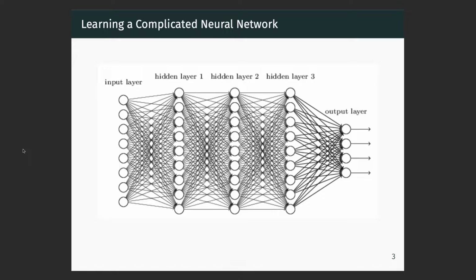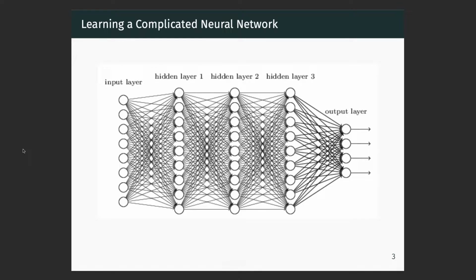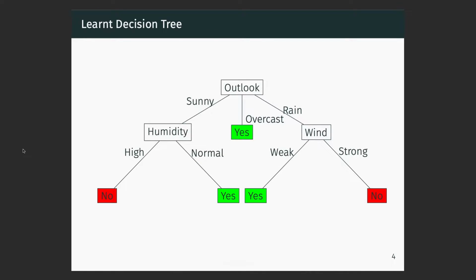Imagine that if you were to learn a complicated neural network like this, each of these arrows or connections is representing some number. So if you have to tell the relationship between whether or not I will play tennis, with respect to the input attributes, the relationship might be a bunch of these complicated numbers. Can you make sense of those easily? Probably not. Now imagine if you're given a tree-like structure, something like the following.